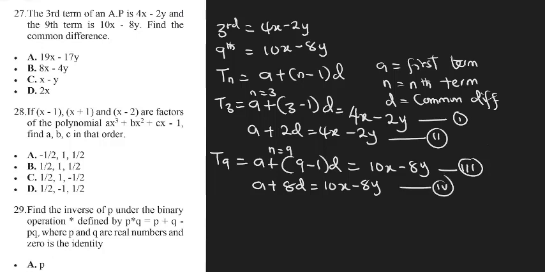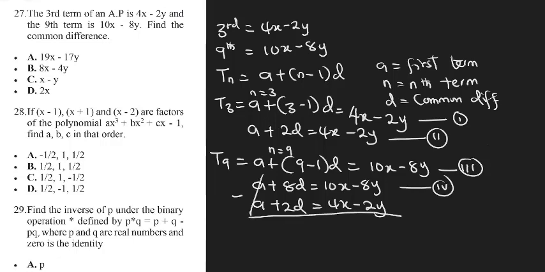So we bring equation 4 and equation 2 together, because we're looking for d. So let me just bring this equation here. It's going to be a plus 2d is equal to 4x minus 2y. See there. So now with this, what are we going to do? We're going to subtract the equations. If you subtract it, what are we going to have?